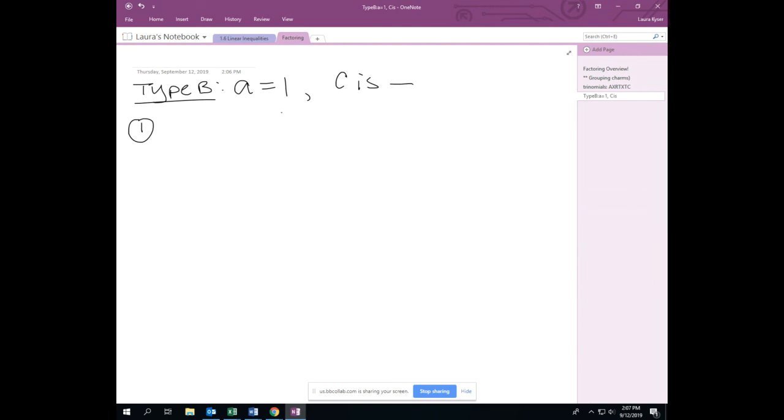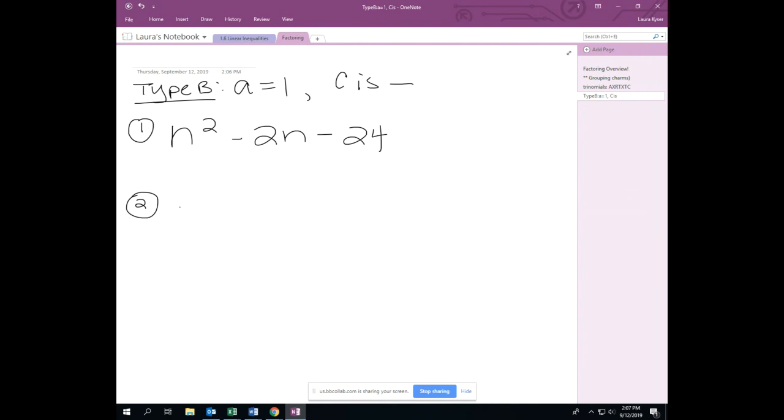The larger factor will take the sign of the middle number. The other factor will take the opposite sign. So let's look at some of these. I'm so lazy, I always use x. Let's use n. n squared minus 2n minus 24.